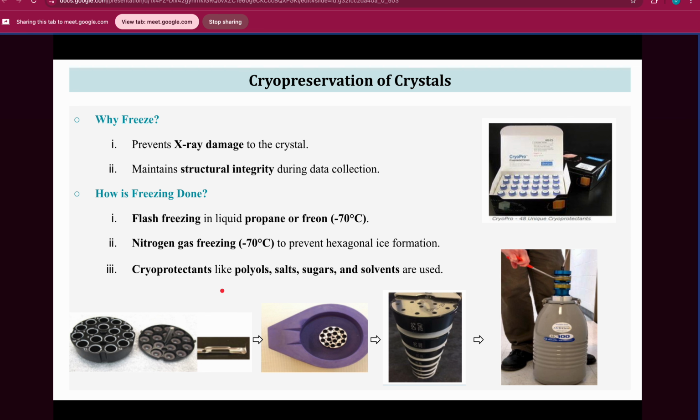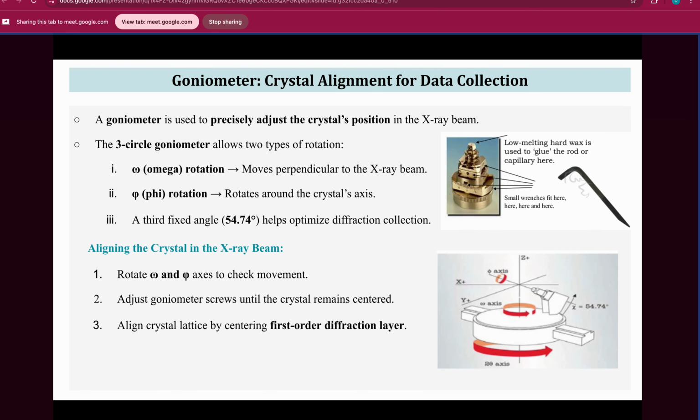And then there are certain cryoprotectants, such as polyols, salts, sugars, and solvents, which can also be used for freezing. So these are the different methods with which we can freeze our crystals. And why is freezing done? To avoid X-ray damage and to maintain the crystal's structural integrity.